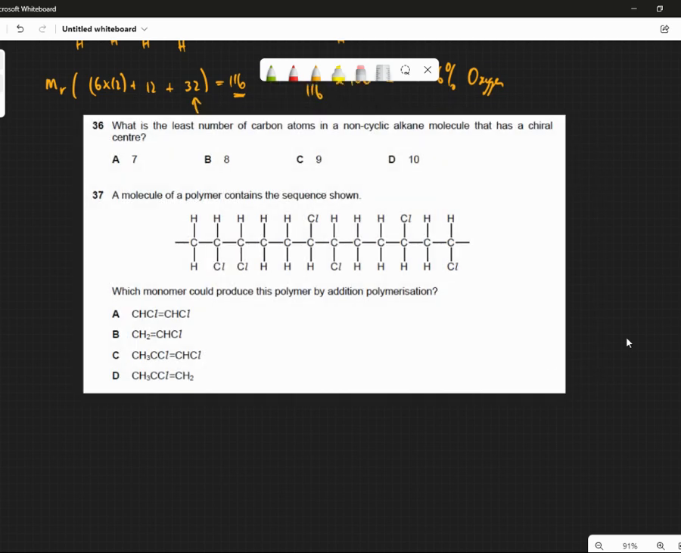What is the least number of carbon atoms in a non-cyclic alkane molecule that has a chiral center? Oh, that's a mean one as well. Does anyone know the answer to this one? Anyone want to guess how we're going to do this? Is there a faster way? Not really, dear. Probably there is, and if the answer wasn't A, I would have showed you a few tricks we can use.